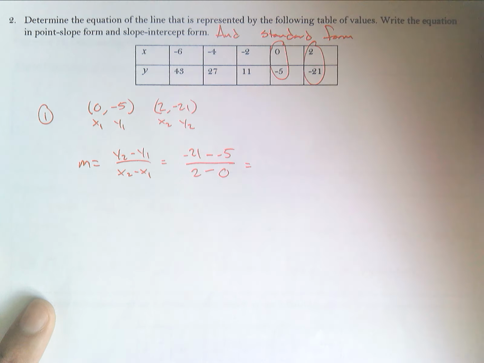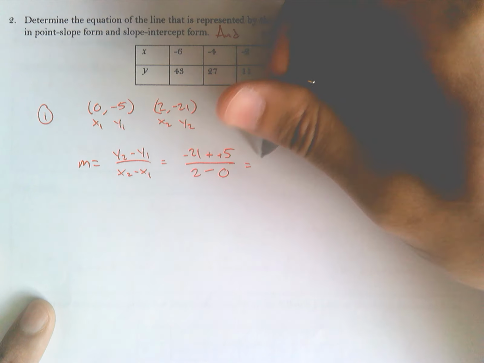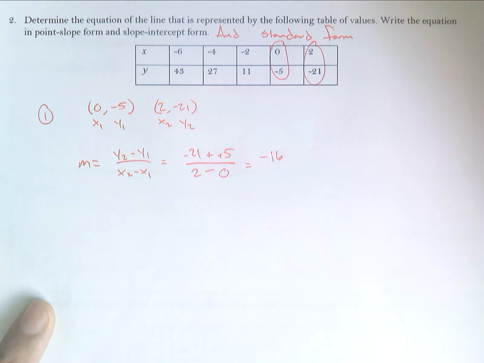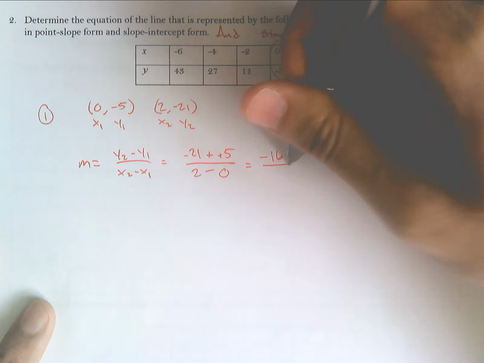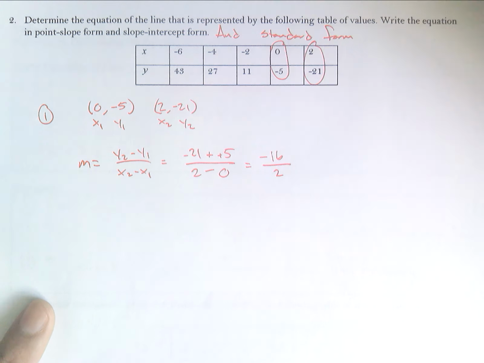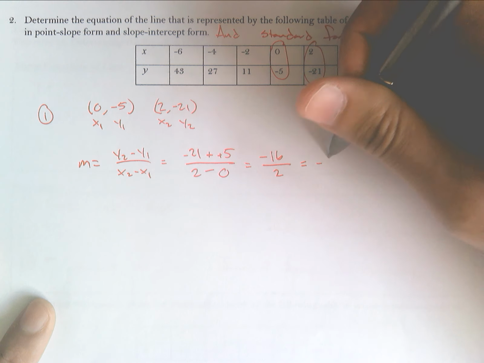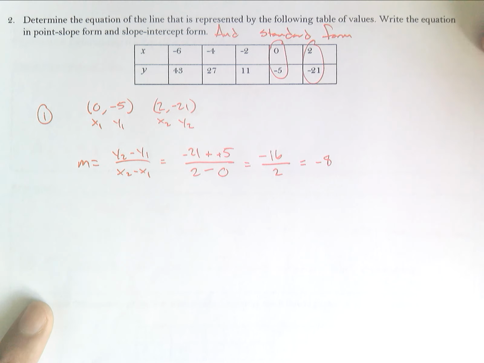So in the numerator, we have a double negative again. We can say that's plus a positive. So -21 plus 5 is -16. And then we have 2 minus 0 is 2. So -16 over 2 reduces to -8. So that's our slope, -8.